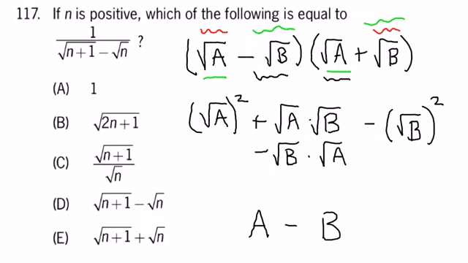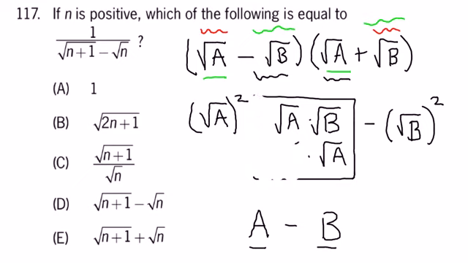So these two terms right here cancel each other out. We are left with the square root of A squared minus the square root of B squared. Square root of A squared, of course, is A. Square root of B squared, of course, is B. And the end result is A minus B. If you look closely, this is nothing more than a difference of squares. Let me erase all this mess here in the middle.